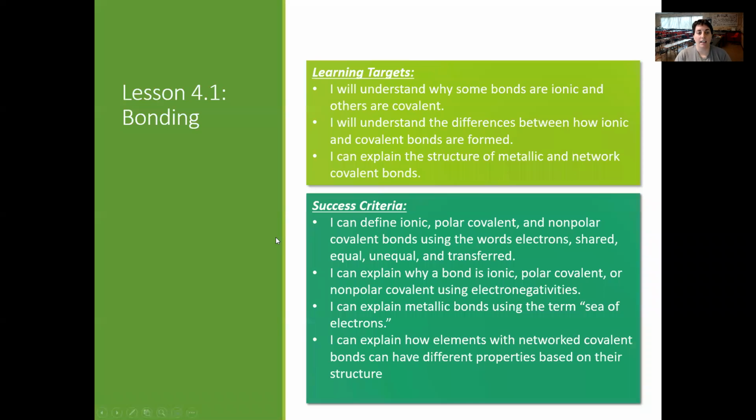So lesson 4.1 is all about what are ionic bonds and what are covalent bonds. We're going to understand the differences between how those bonds are formed, and we'll also take a look at some other types of bonding called metallic and network covalent bonds.